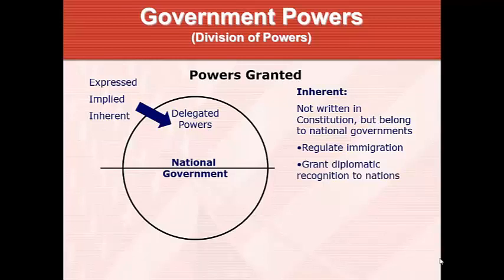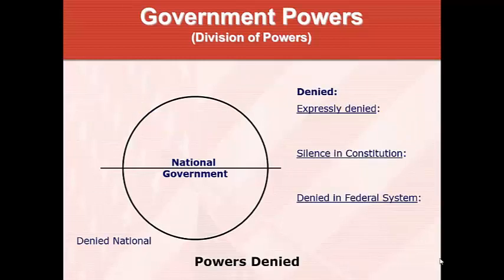Diplomatic recognition to other nations, so any foreign affairs are going to be granted to a national government. Protecting the nation, things will be included, so the ability to raise an army, to create a draft, to declare war, all of those things will be allocated to a national government.